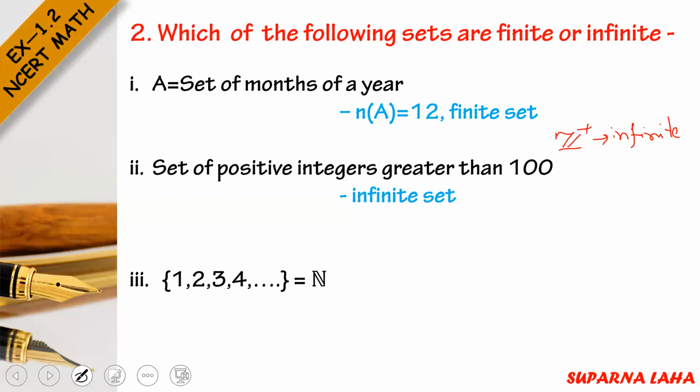1, 2, 3, 4, dot, dot, dot. That is the set of natural numbers. This is also an infinite set. This is not finite, so that means it is an infinite set.